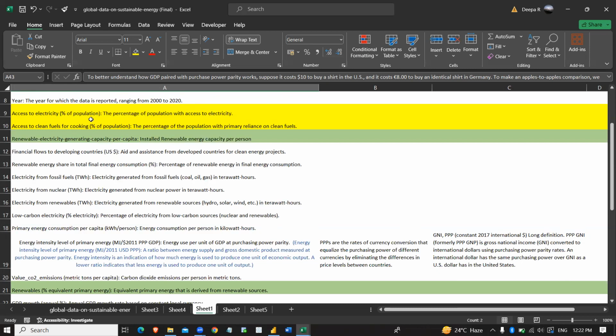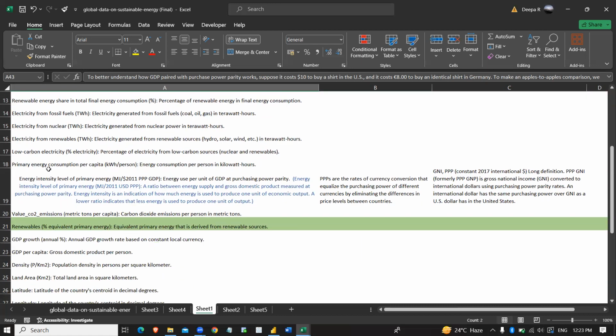And then access to electricity, that is, what percentage of the population has access to electricity or to clean fuels. And then renewable electricity generating capacity per capita, financial flows to developing countries from developed countries, renewable energy share in total final energy consumption. So later on, we are going to study all these things. What do you mean by energy consumption? What do you mean by renewable energy? What are financial flows? All these things. And then electricity from fossil fuels, nuclear, renewable, and low carbon electricity percentage.